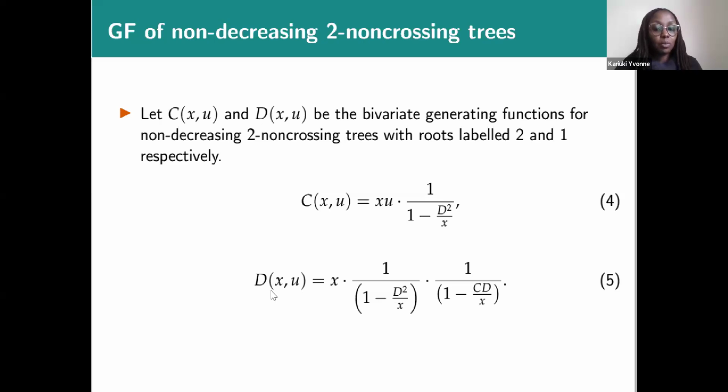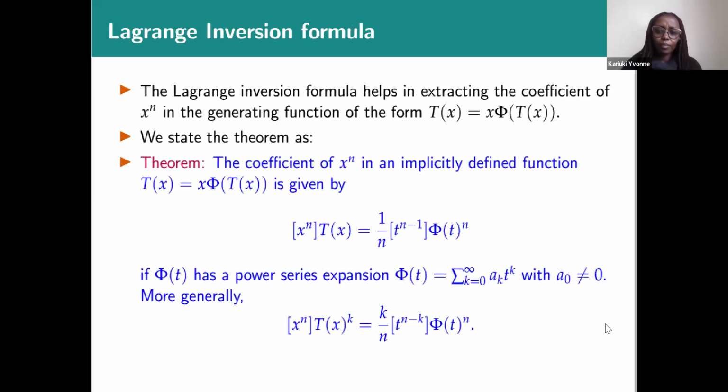And when we come to those that have root labeled 1, we have a root, a sequence of those labeled 1s, followed by a sequence of those labeled 2. Because if we have 1, we can either have 1 to 1 or 1 followed by 2. So we have equation 4 and equation 5.